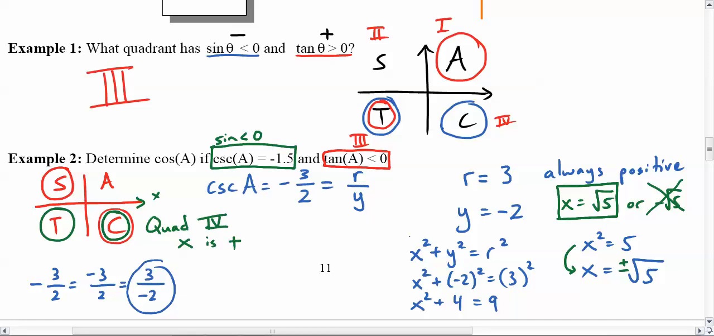So now I can finally answer the question, what is cosine of A? So cosine of A is, from my first page, x over r. And now that I've calculated x to be square root of 5, I know my r is 3. That's all I have to do. I don't actually have to find out what the angle is. I just need to find out the ratio. Are there any questions?